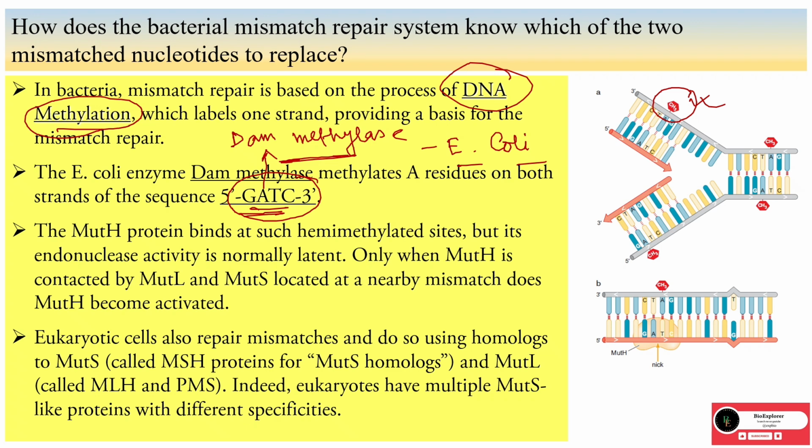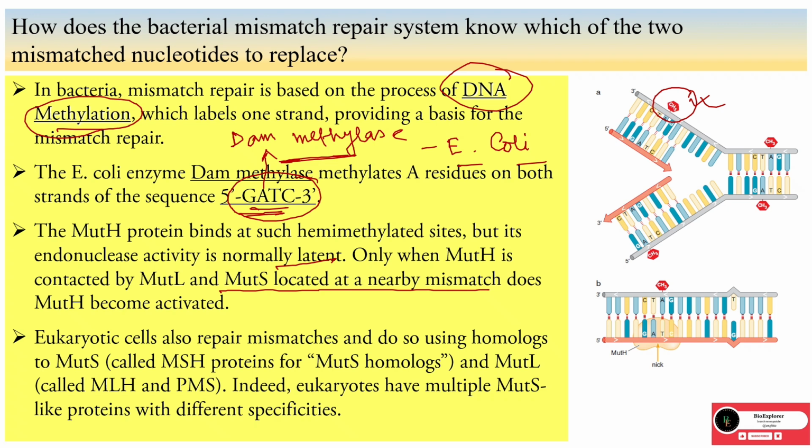Later, the MutH protein binds at such hemimethylated sites, but its endonuclease activity is normally latent. Only when MutH is contacted by MutL or MutS located at a nearby mismatch does MutH become activated. So MutH is activated when it comes into contact with MutL and MutS.